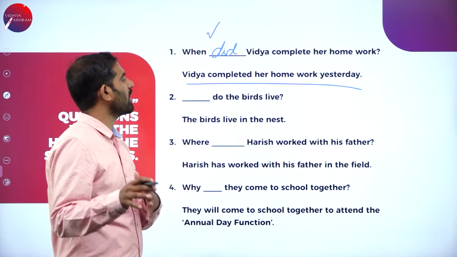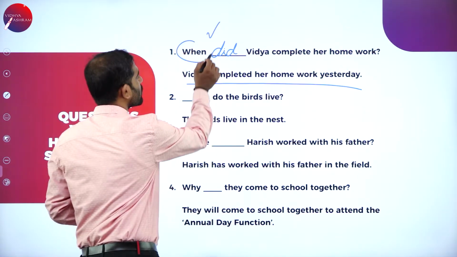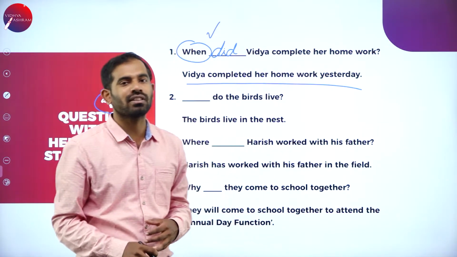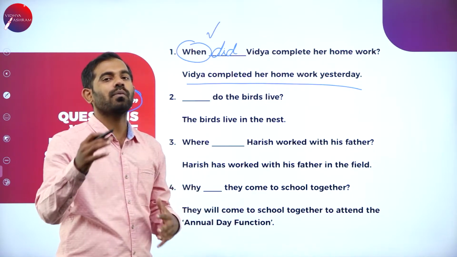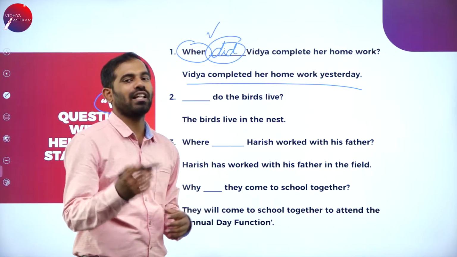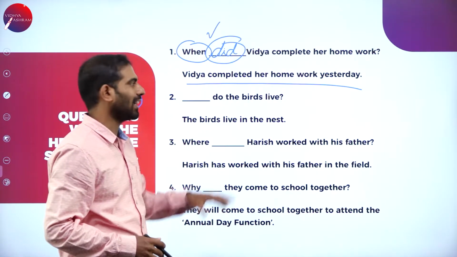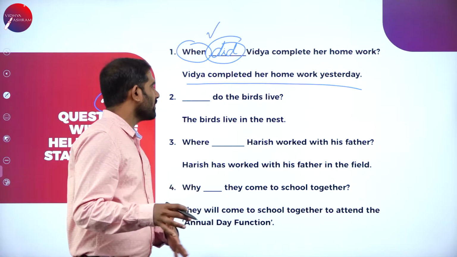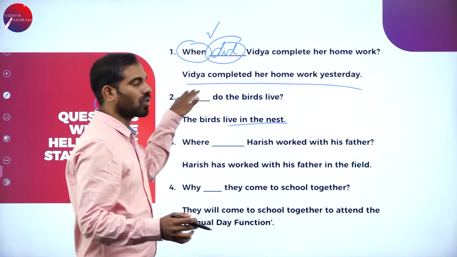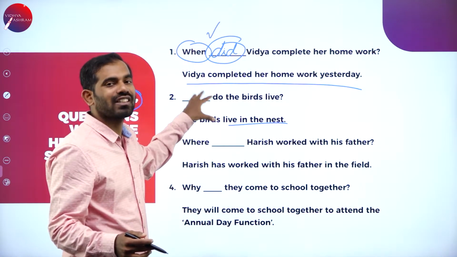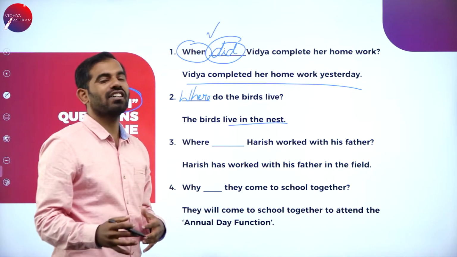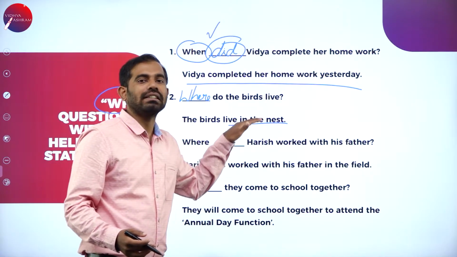Dash do the birds live? Now you know that the WH questions are to be completed with the help of the statements. But here it is not just about WH words, it is also about auxiliary verbs or the helping verbs we are going to fit into the blanks here. Dash do the birds live? The birds live in the nest. So you get to know that where do they live? The appropriate word for this blank would be where do the birds live? The birds live in the nest.